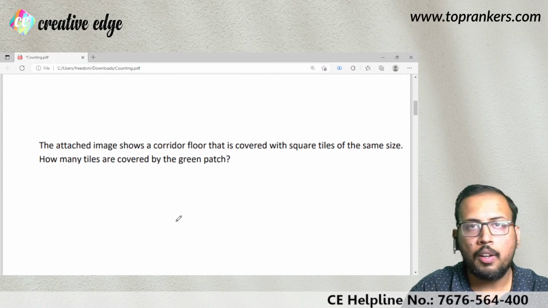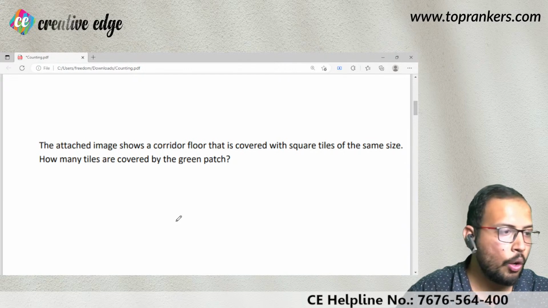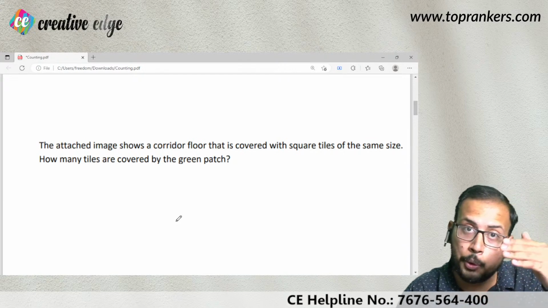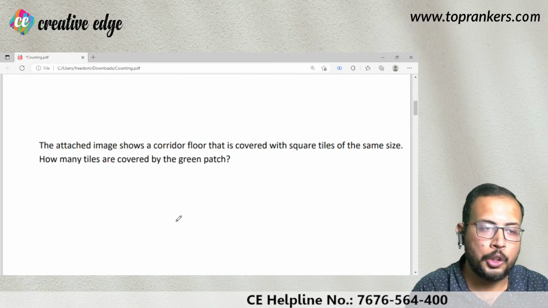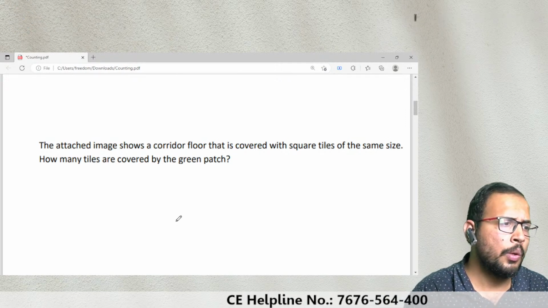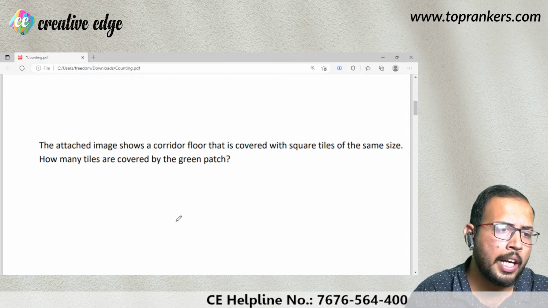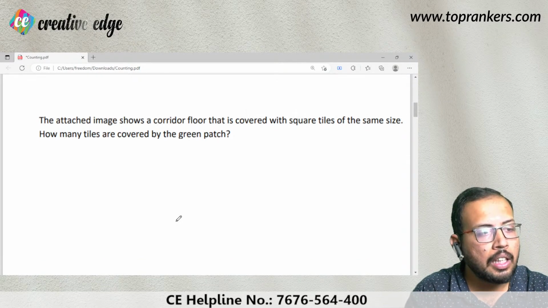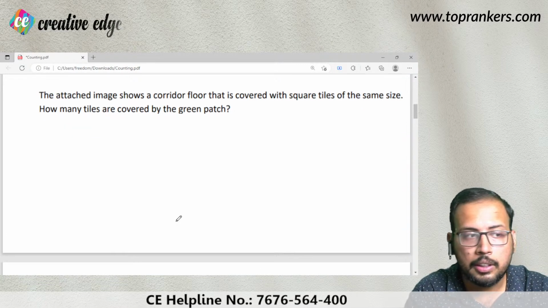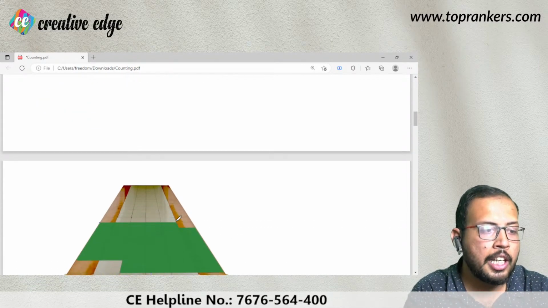So this is the question statement that you can see on your screens, and I will be showing you the actual picture which comes with this question. So read the question first. The attached image shows a corridor floor that is covered with square tiles of the same size. How many tiles are covered by the green patch? So let us reveal the picture as well. So this is the picture.